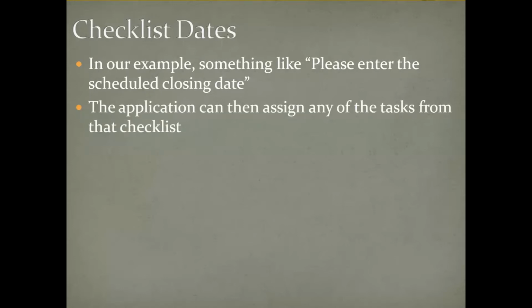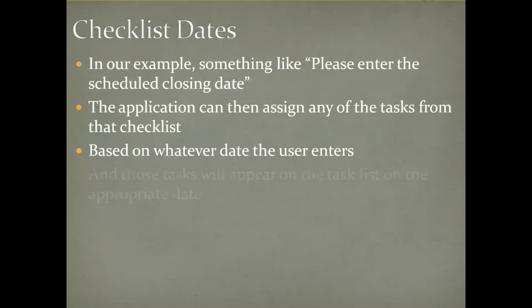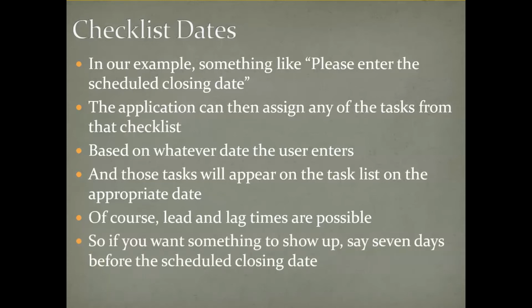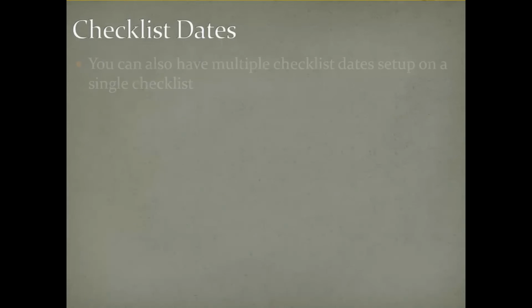And the application can then assign any of the tasks from the checklist based on whatever date the user enters for that copy of the checklist. And those tasks will then appear on the task list on the appropriate date. Of course, lead and lag times are possible, so if you want something to show up, say, 7 days before the scheduled closing date, that's very easy to accomplish.